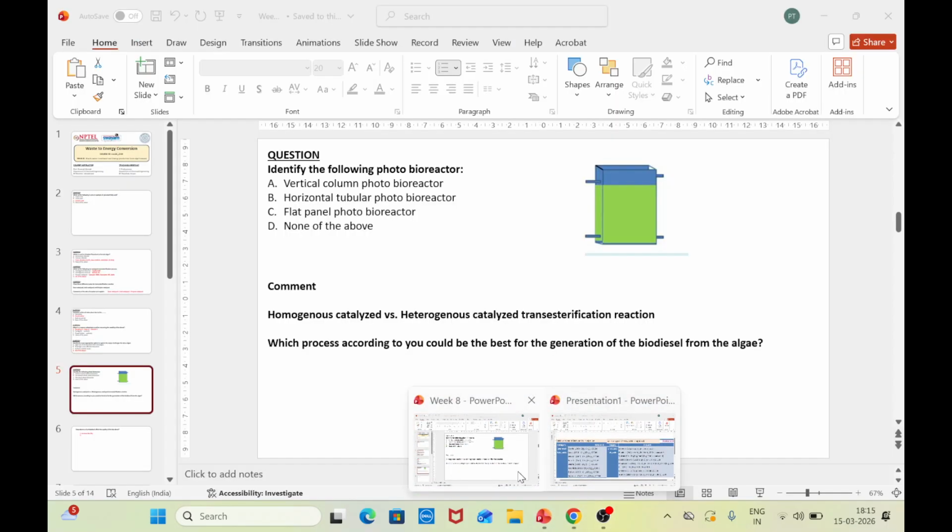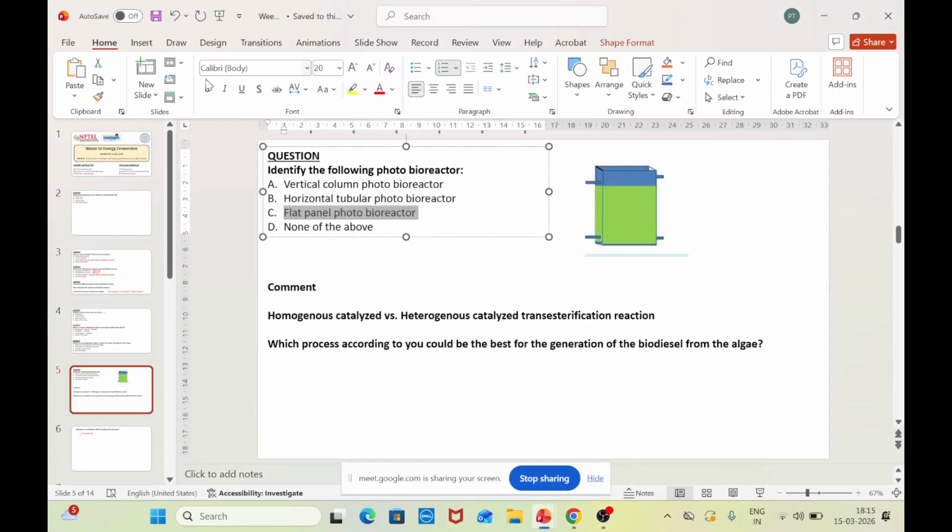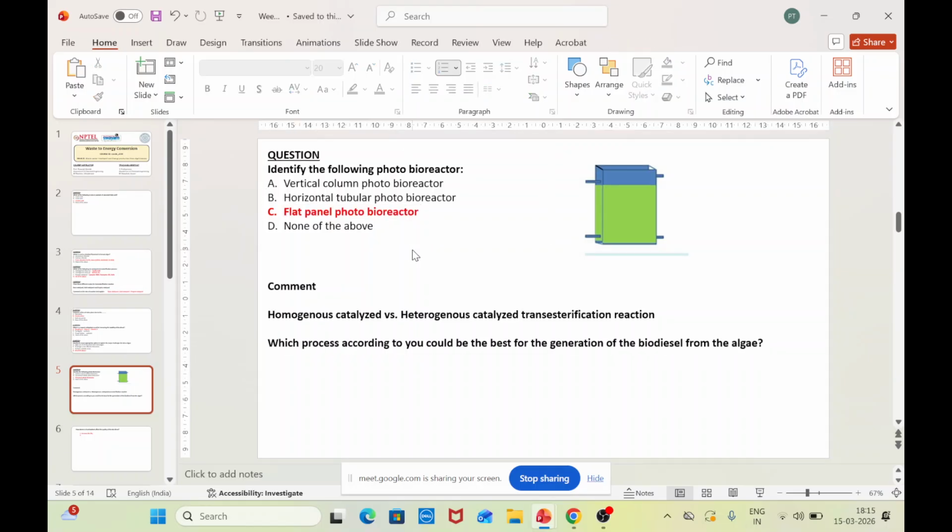Okay, so this is a flat panel photobioreactor. So the next question is, among the homogeneous catalyst and the heterogeneous catalyst transesterification reaction, which process according to you could be the best for the generation of biodiesel from algae? Among both homogeneous and heterogeneous, which process could be the best and why?